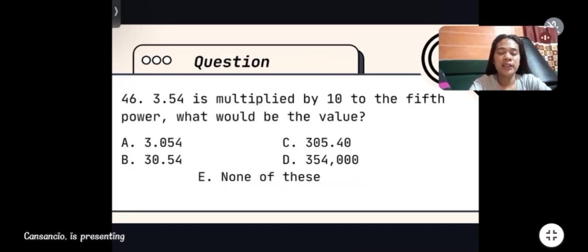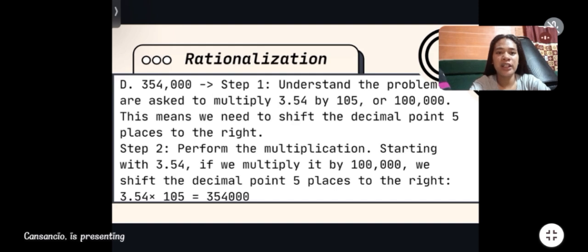Next, number 46. 3.54 is multiplied by 10 to the 5th power. What would be the value? A. 3.054, B. 30.54, C. 305.40, or letter D. 354,000. E. None of these. So the correct answer is letter D.